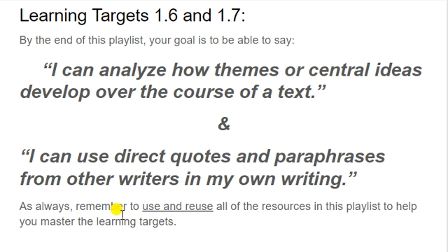As always, remember, use and reuse all the resources in this playlist to help you master these targets. These are tough learning targets. Things are getting more complicated as you become more mature English students. So I can't stress this enough. You might have to go back, rewatch videos a couple times. You might have to really study these. These are tricky things that we're learning, but you can do it, and I'm here to help you.